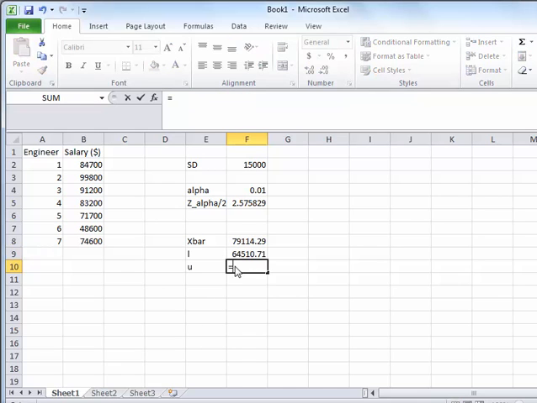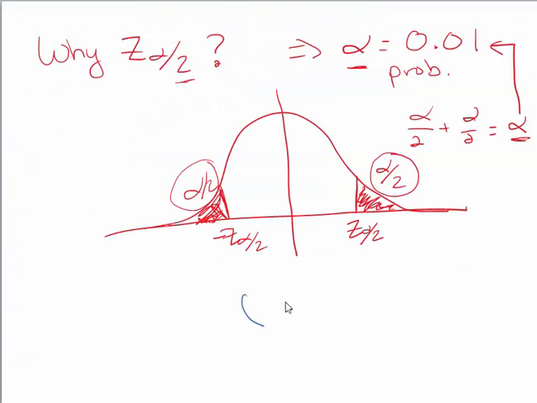And for our upper bound, it's very similar, except we have an addition step here. For our upper bound, it's equal to x bar plus z alpha over 2 times sigma, our standard deviation, divided by the square root of 7, which is our sample size. And we find our upper bound to be about $94,000.